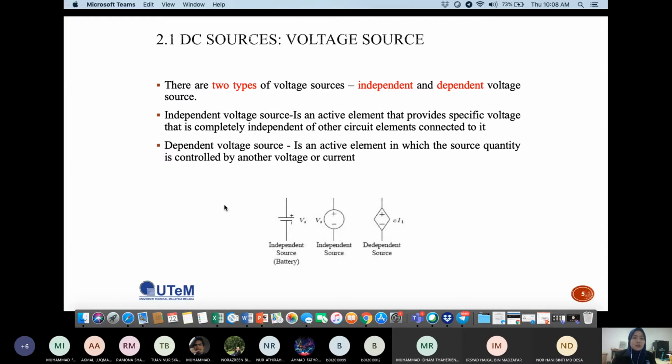If you look at this figure here, sorry sekejap, saya tak boleh nak tulis.